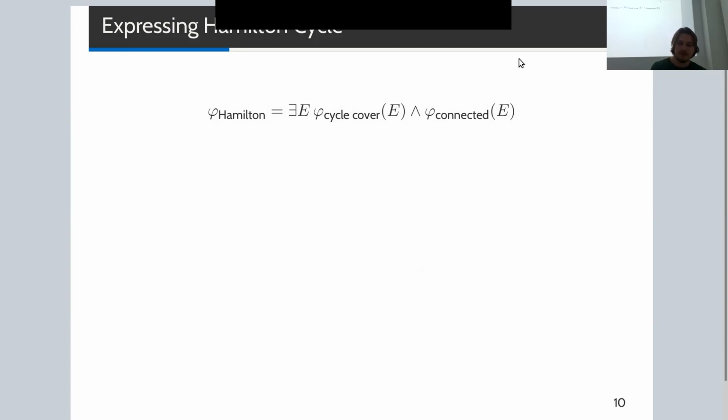So let's start with the cycle cover attribute. So we have this set of edges. This is now the variable in our formula. We call it E, and we want to say that the set E induces a bunch of cycles that contains every vertex. In other words, if we have some vertex here, then there should be exactly two edges that are incident to this vertex, and that are contained in our set E. And this is enough to say that we have a cycle cover.